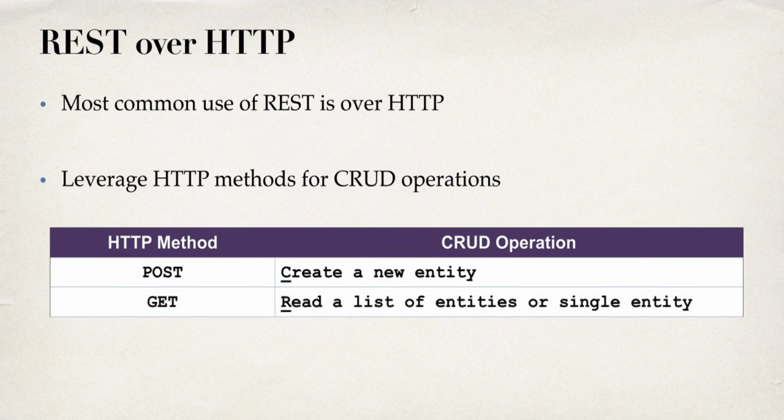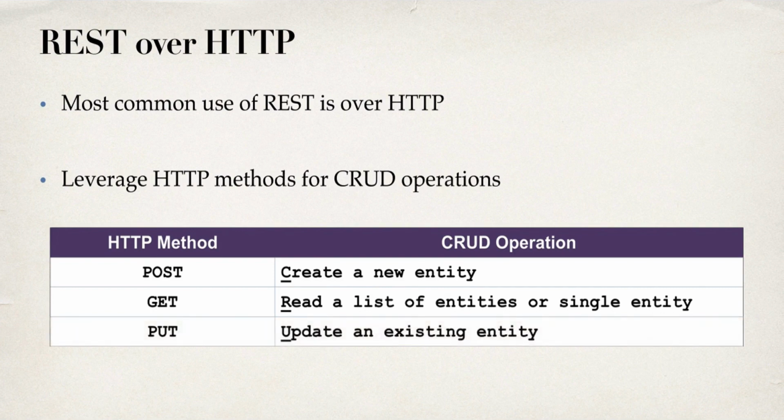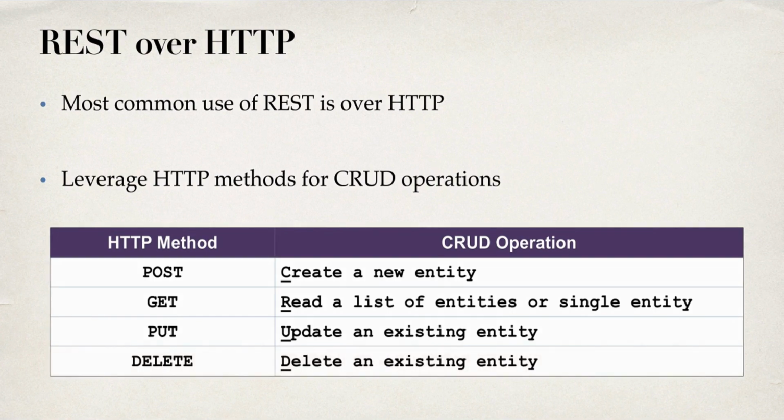When you send over a GET request, this can translate to the CRUD operation for reading a list of entities or a single entity. For the PUT method, this is for updating an existing entity. And then for the HTTP DELETE method, this can be used for deleting an existing entity.